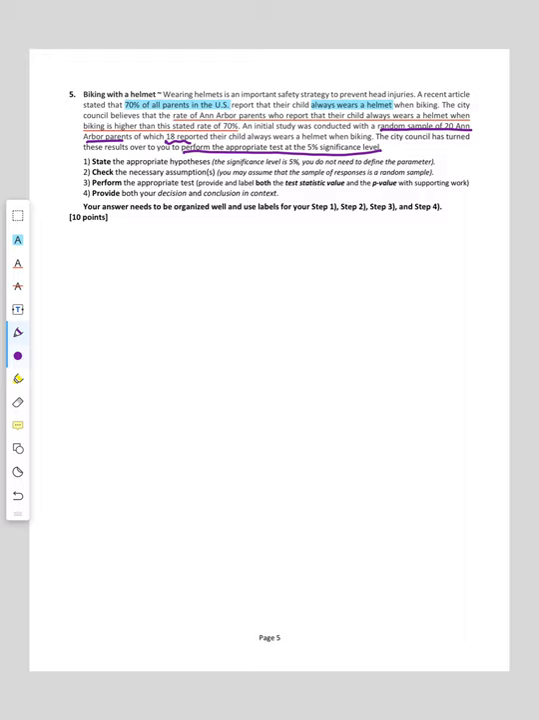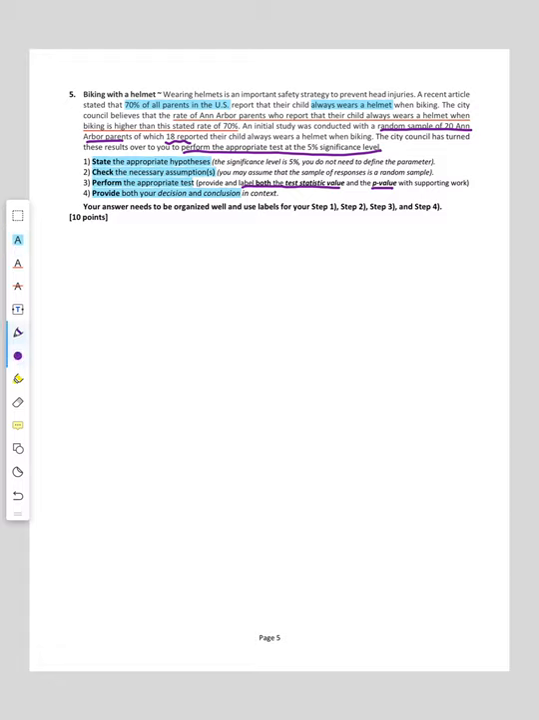In reading through, these are the 4 steps for doing hypothesis testing. Stating the appropriate hypotheses, checking the assumptions, performing the test, and in particular, we're asked to provide and label both the test statistic value and the p-value. And then, of course, at the end, provide our decision and conclusion. Both of those items need to be there. So let's go through the steps.